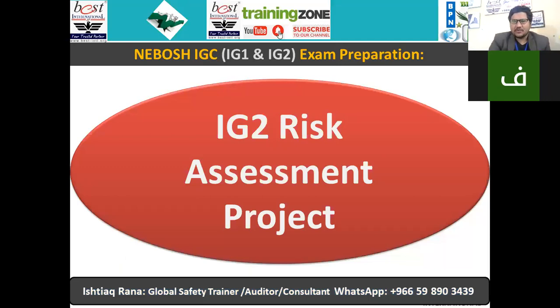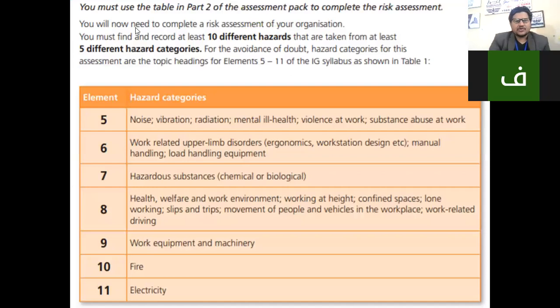There is a straightforward criterion, the kind of requirement I would say, that you will complete a risk assessment of your organization and make sure you find and record at least 10 different hazards. 10 different hazards that are taken from at least 5 different hazard categories. For the avoidance of doubt, hazard categories for this assessment are the topic headings for elements 5 to 11. Elements 1 to 4 are the management system.